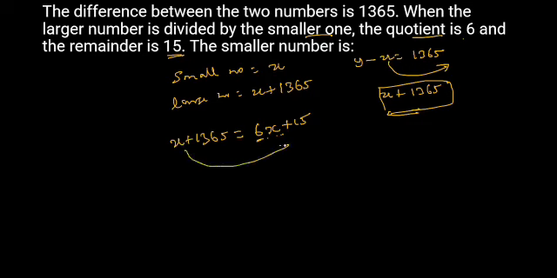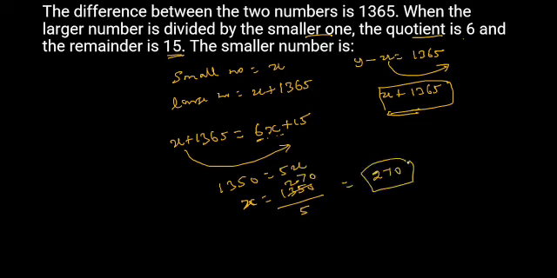Now simplify: transfer this x here and subtract 15 from 1365. So 1350 is equal to 5x. Now x is equal to 1350 by 5, which is 270. So the small number is 270. x is equal to 270.